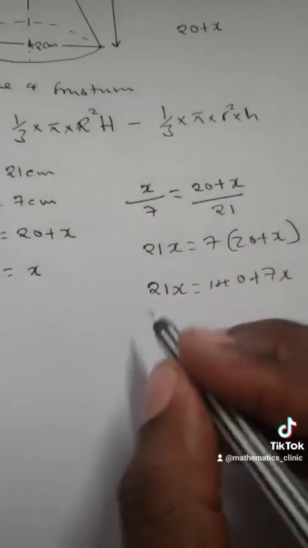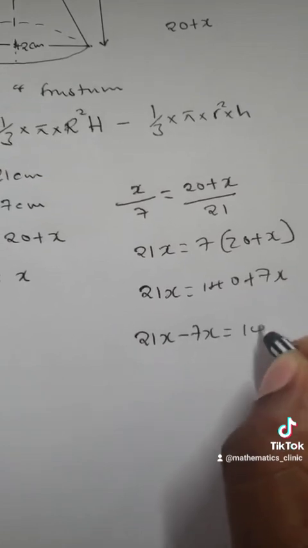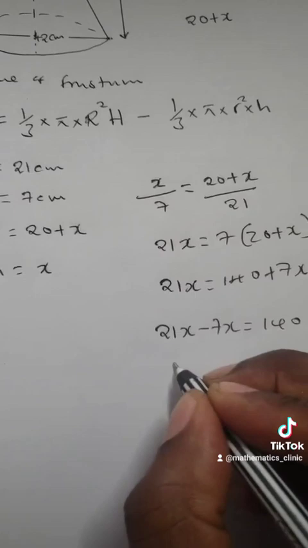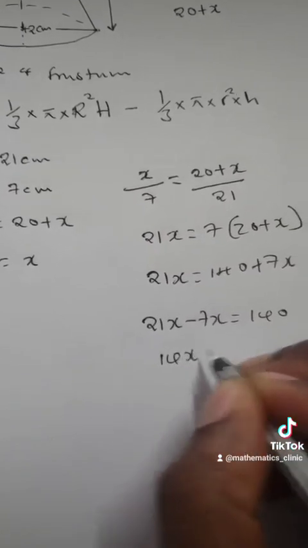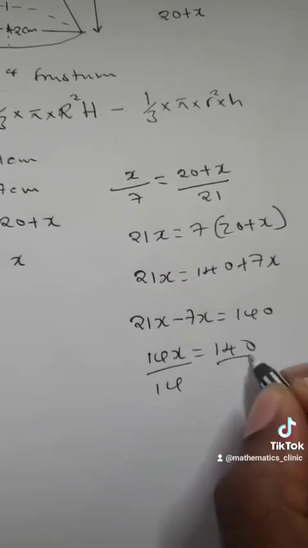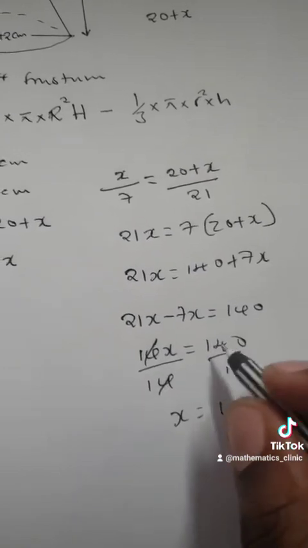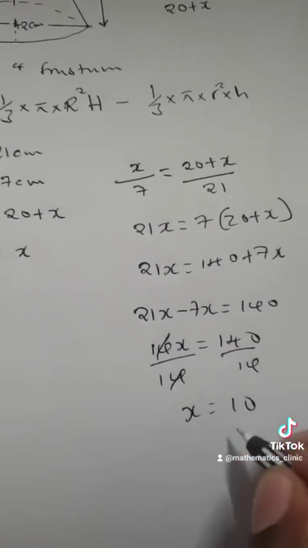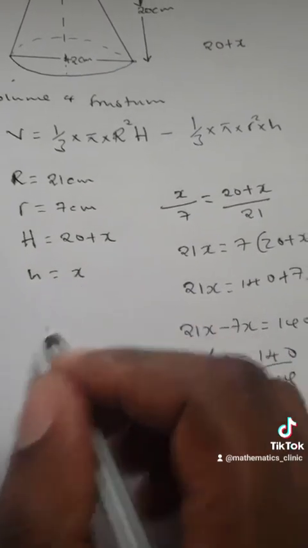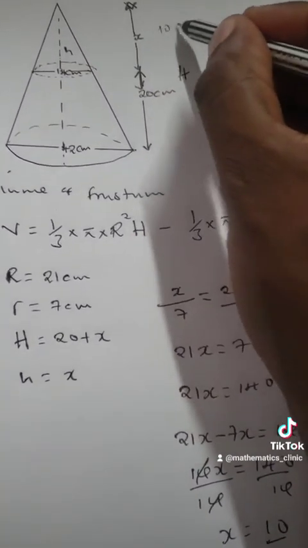Then we group the like terms. So we have 21x minus 7x is equal to 140. Then 21x minus 7x, we have 14x. So 14x is equal to 140. Then divide both sides by 14. Now that makes our x equal to 10, because there are 10 14s in 140. So now we know the value of x to be 10, so the height from this point to that is 10 centimeter.